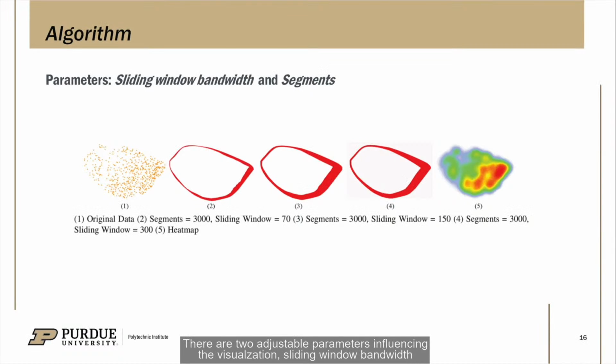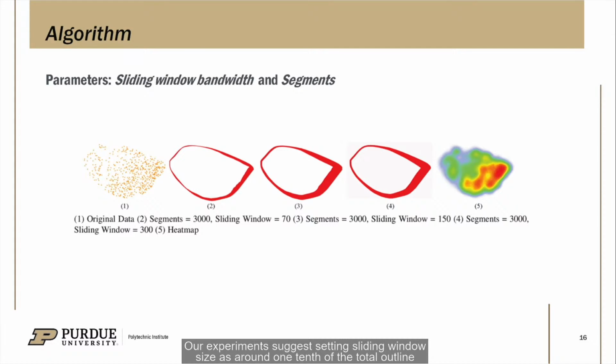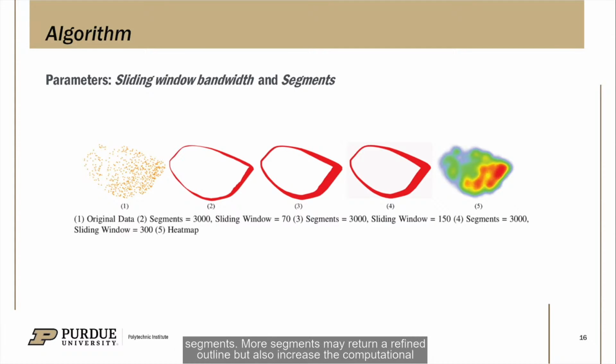There are 2 adjustable parameters influencing the visualizations, sliding window bandwidth and the number of outline segments. These 2 parameters are intrinsically relevant. Our experiments suggest setting sliding window size as around 1/10 of the total outline segments. More segments may return refined outline, but also increase the computational complexity.